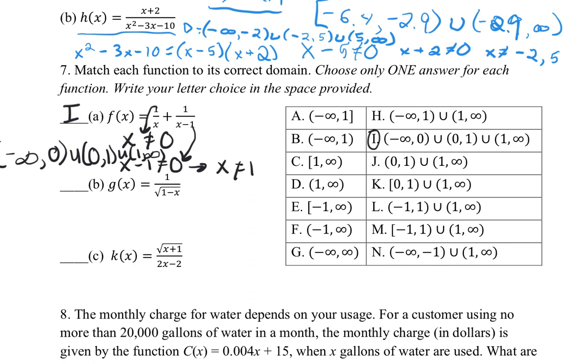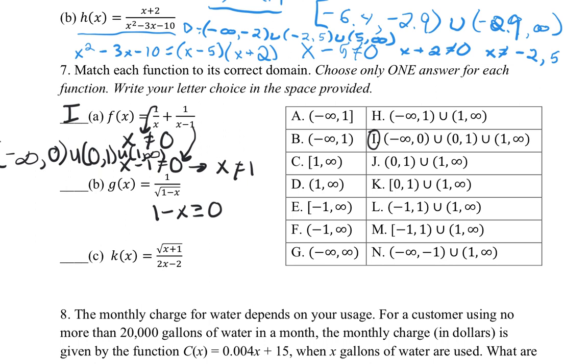Now for part B, you'll see that we have a square root in the denominator, right? So if we look at the square root, we know that whatever's in the square root, in this case 1 minus x, has to be greater than or equal to 0. But the square root is in the denominator, and we've said that when it's in the denominator, it cannot equal 0, right?